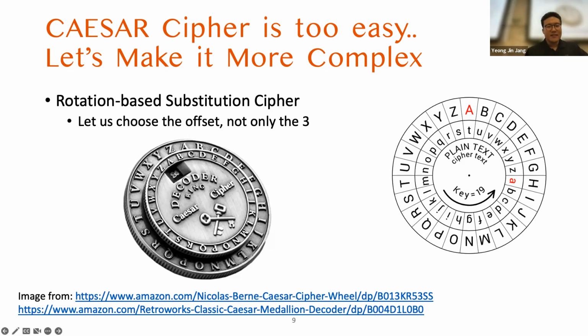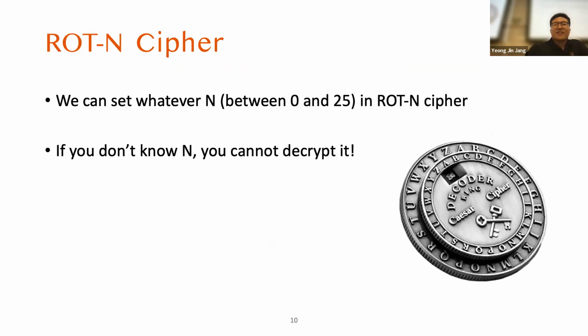So the outer circle and inner circle, we can rotate that. So they're not just for the offset 3. If the offset is 19, then A will be matched with T, B will be matched with U, something like that. We can choose any offset between 0 and 25 because the alphabet length is 26. So that is the so-called ROT n cipher, rotating with offset n. For this kind of cipher, we can set whatever n between 0 and 25.